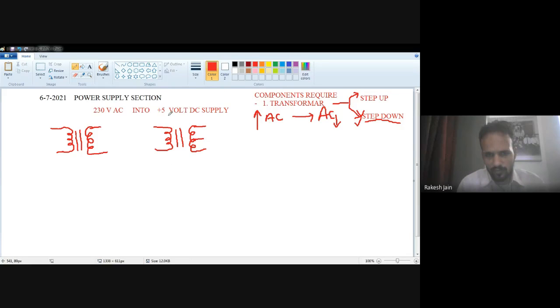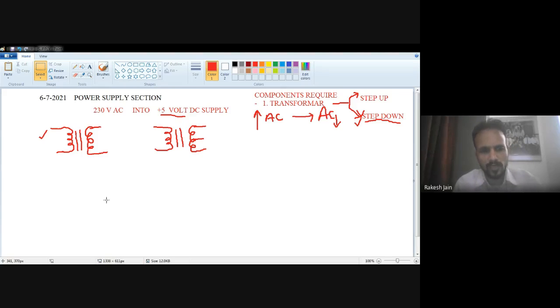To get the plus 5 volt DC supply, we can use any kind of transformer, no problem. Let's suppose I use this simple transformer. Practically, I am going to show you how the transformer symbols look in practice.